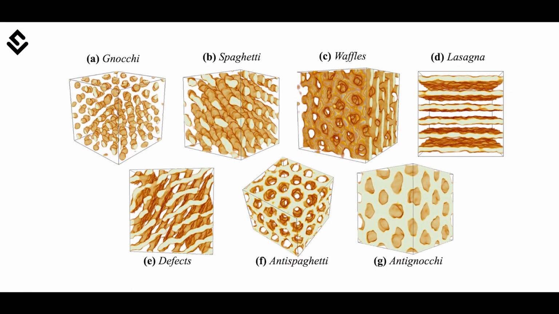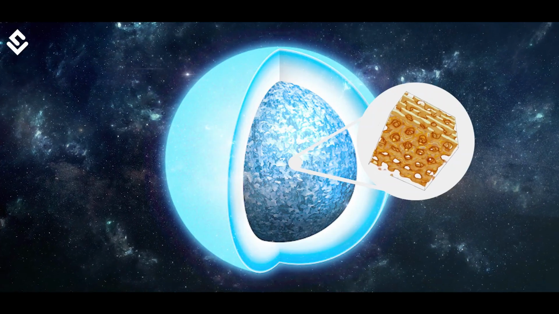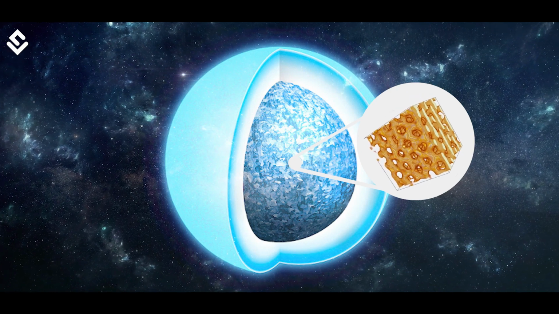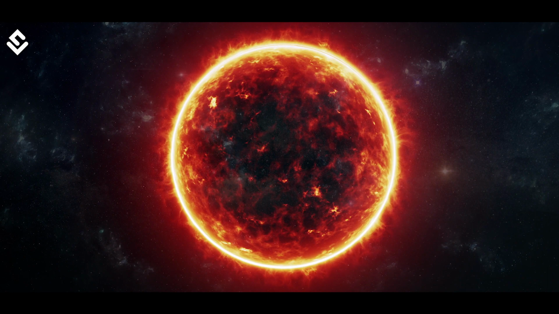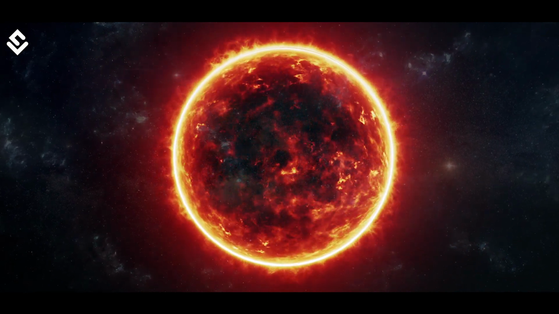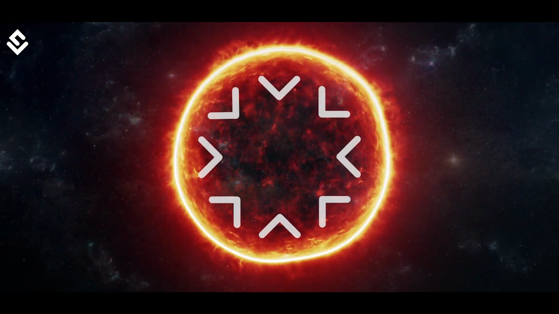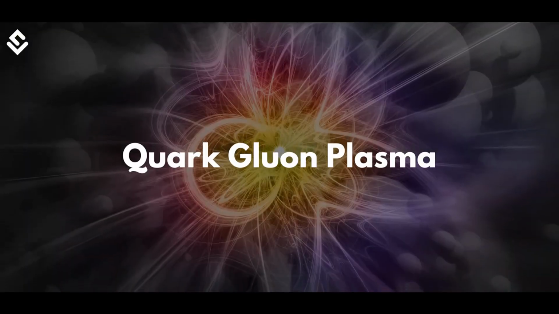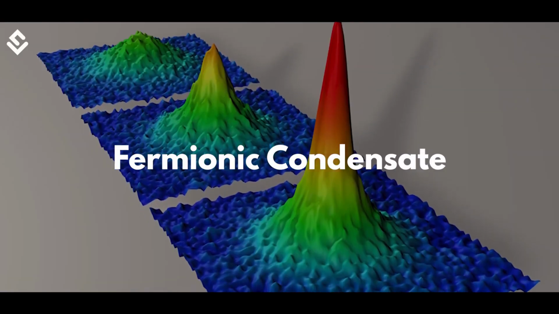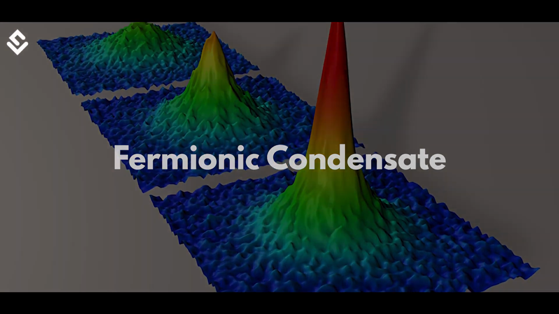Apart from them, there are degenerate matter types such as electron degenerate matter found in the white dwarfs and neutron degenerate matter found in a neutron star. They are matters found in the extreme state when a star is supported by its degeneracy pressure against the gravitational collapse. Rydberg polaron, quark-gluon plasma, fermionic condensate are other examples of different states of matter.